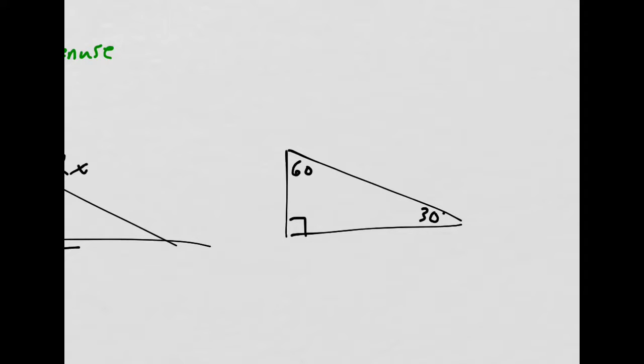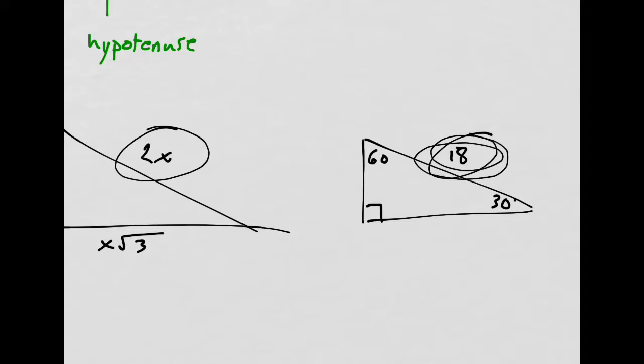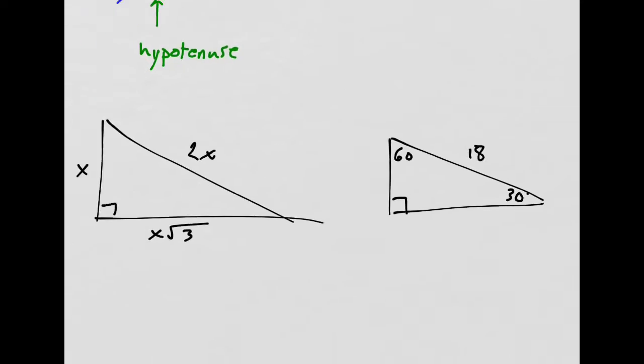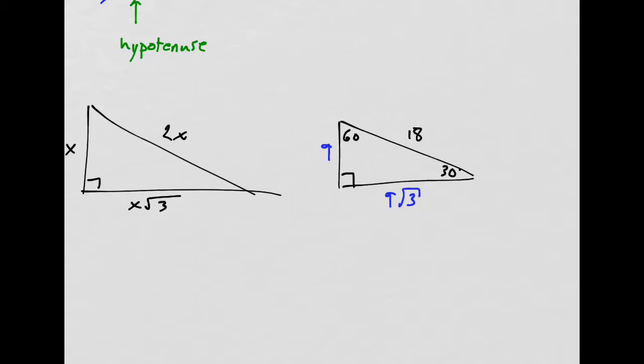So if I told you this was a 30, 60, 90 triangle, and I said that this was 18, then you can figure out the rest immediately. How do I know this? Well, this 18 has to be 2 times something. That something is 9. So I'm just going to fill in the rest. This is 9, and this is 9 root 3. Easy, if you know 30, 60, 90 triangles.